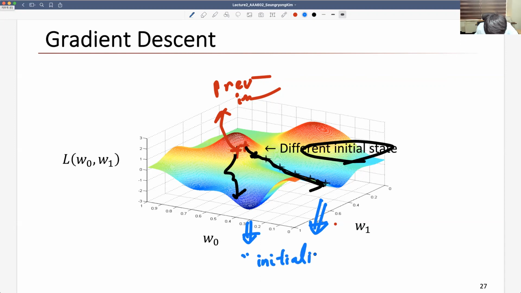So it means that initialization is one of the most important issues in gradient descent, or the optimization process. In the deep learning area, maybe next week, we will talk about how to initialize the parameters. But here, we just assume that we can randomly pick the initial state, but it is going to determine the optimization path, right? So this is the initial state.